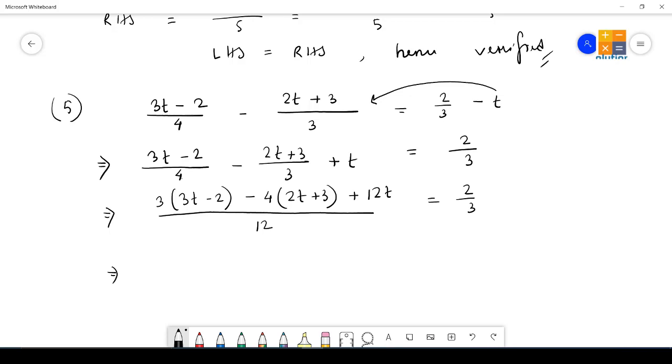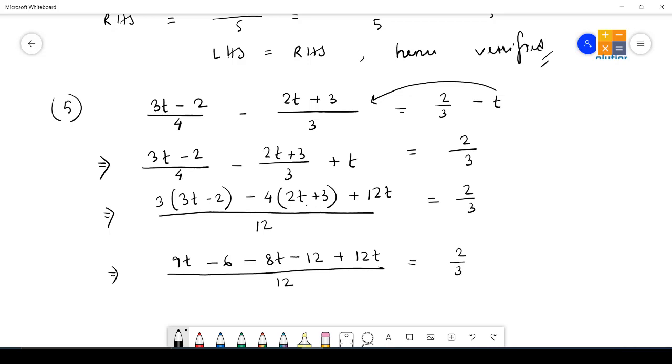So after this, simplifying the numerator part, what do we get? I have to perform multiplication part-wise in these two cases. 3 3s are 9, it is 9t, minus 3 2s are 6, minus 4 into 2t, it is 8t. Then minus into plus, it is minus 4 into 3, it is 12, plus 12t divided by 12, that is equal to 2 by 3.